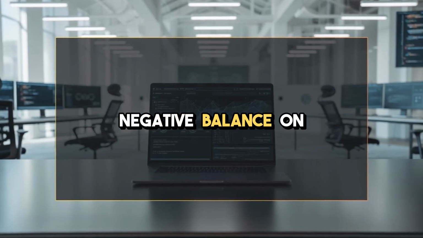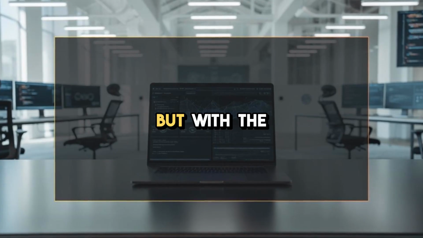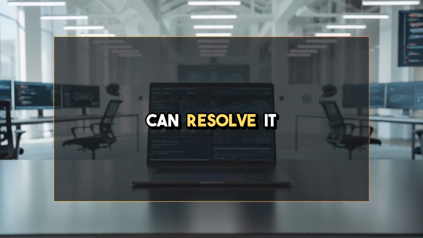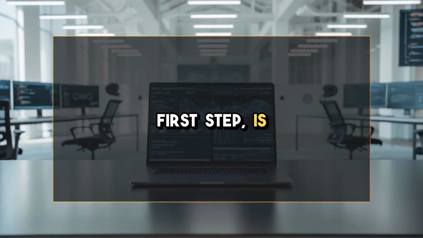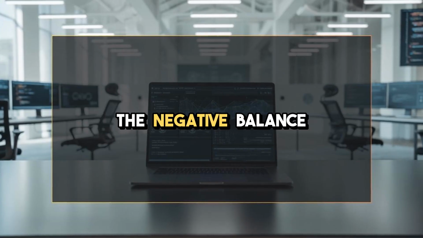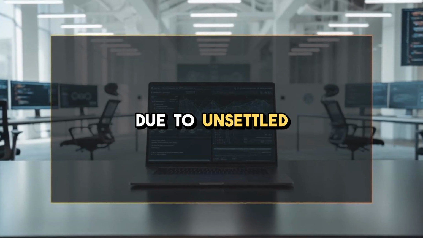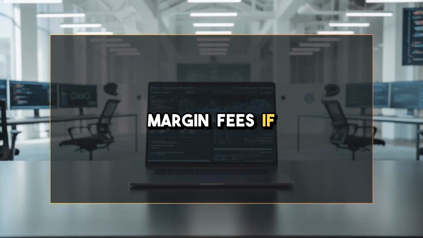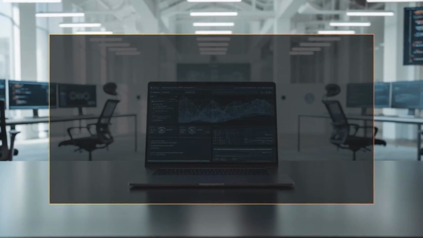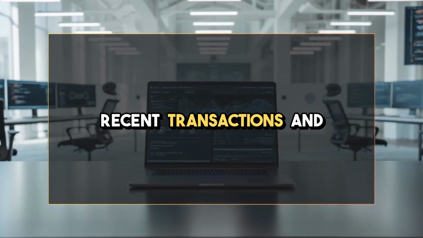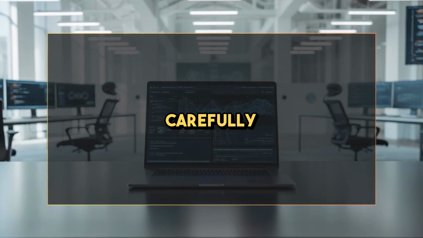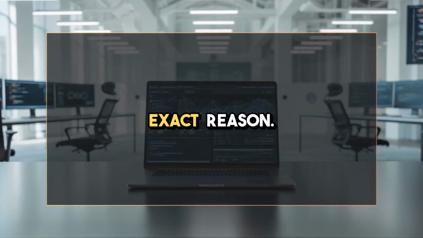Having a negative balance on Robinhood can be alarming, but with the right approach, you can resolve it without stress. The first step is to fully understand what caused the negative balance. It often occurs due to unsettled trades or margin fees. If you are using margin services, review your recent transactions and notifications from Robinhood carefully to identify the exact reason.